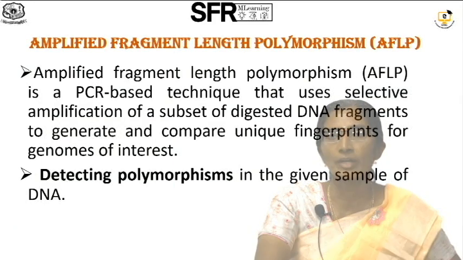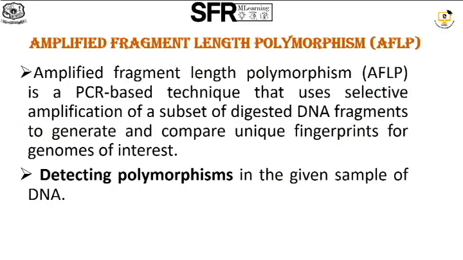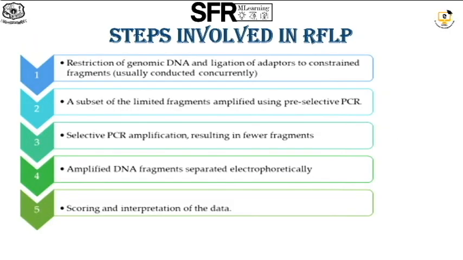So, amplified fragment length polymorphism is a PCR-based technique that uses selective primers that focus on the arbitrary sequence. Here we are fragmenting the DNA sequence and amplifying it, and thereby we are detecting the polymorphism. And so, this technique involves several steps.